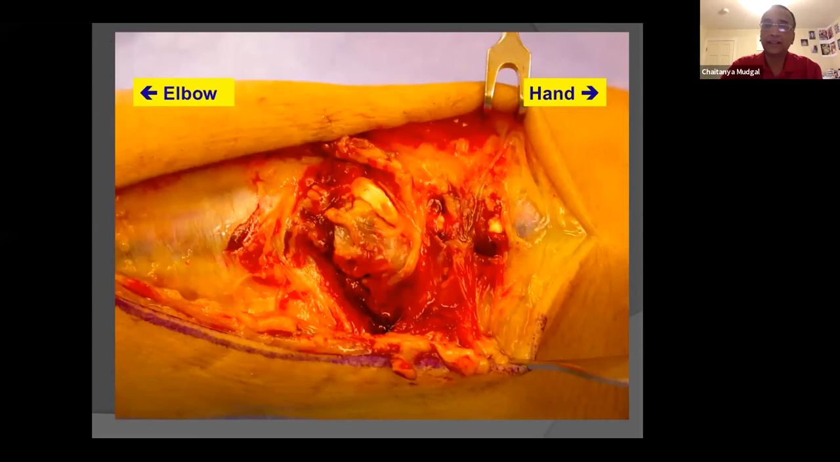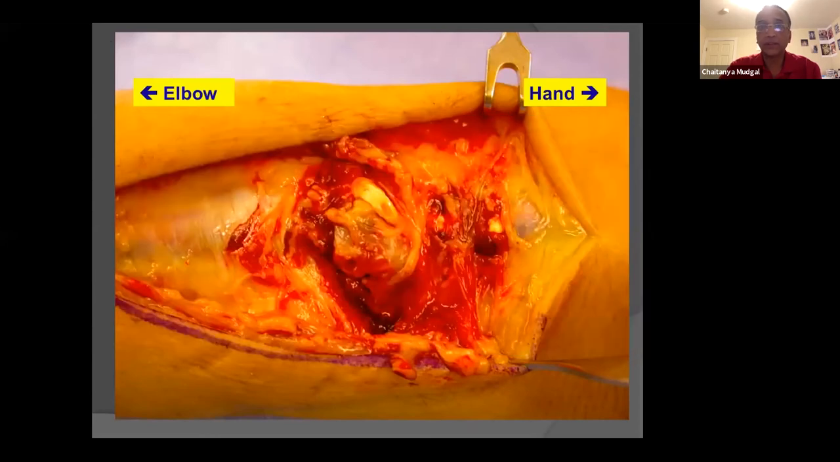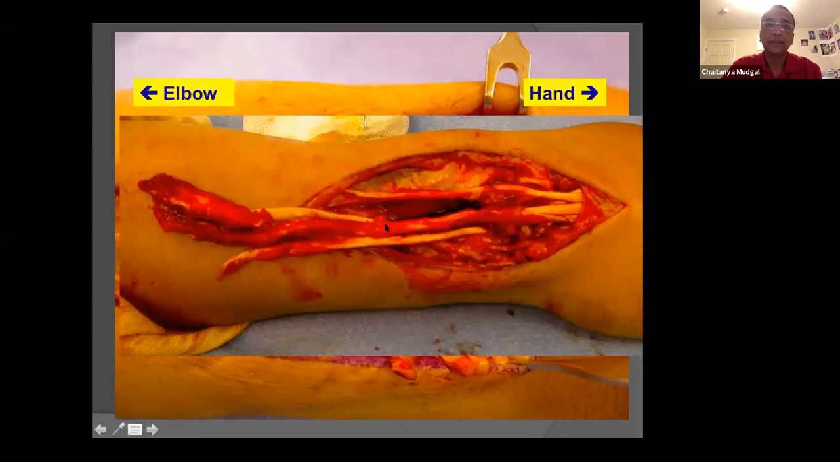So there he is, the hands to the right, the elbows to the left, and Tom is absolutely correct. When we pulled on this mass here and gently pulled on it, that's what came out. Now here we are faced with the situation, Tom. Do you think this is something we can salvage and repair, or are you going to go to plan B, C, D?